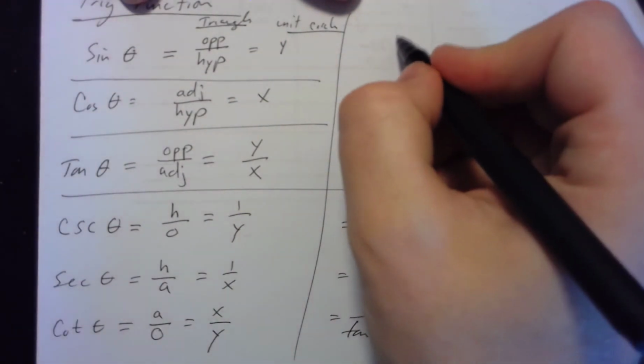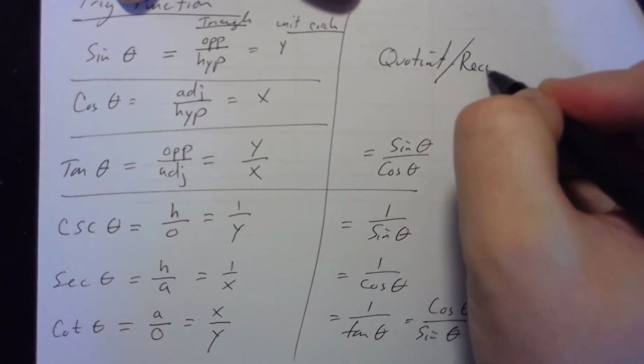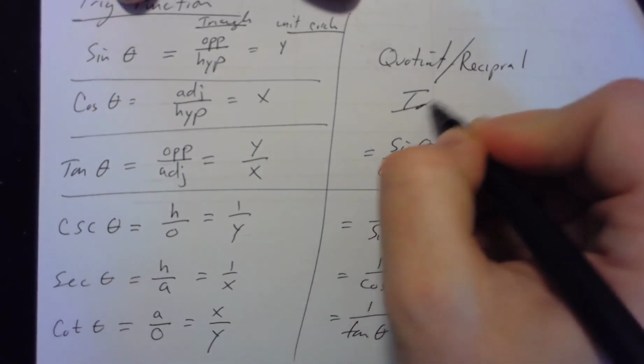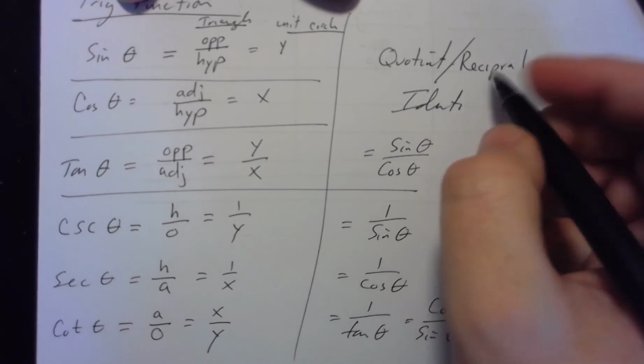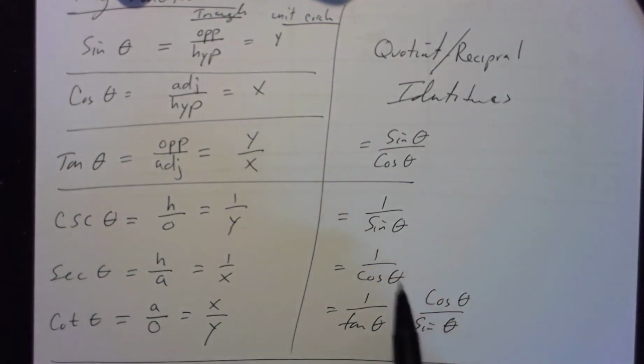We also have again our quotient, as well as our reciprocal identities. Now these identities are the start of all identities that we're going to end up playing with, and they're extremely important for us to make sure we have these ones memorized.